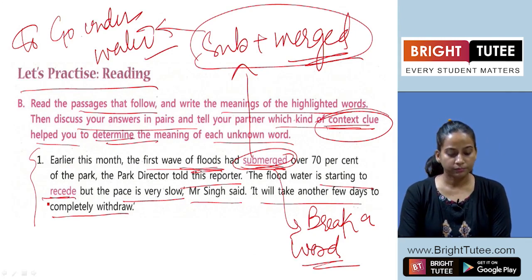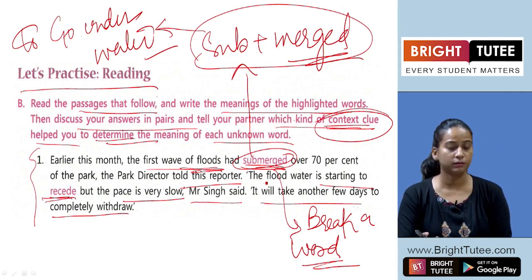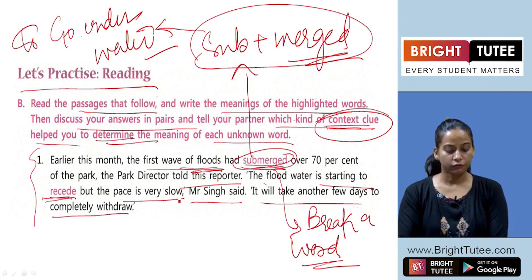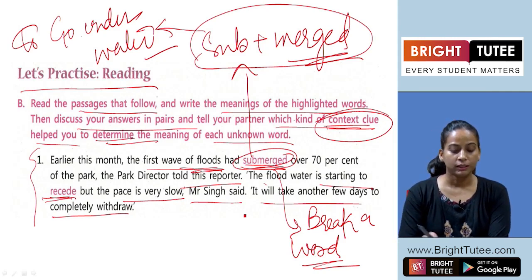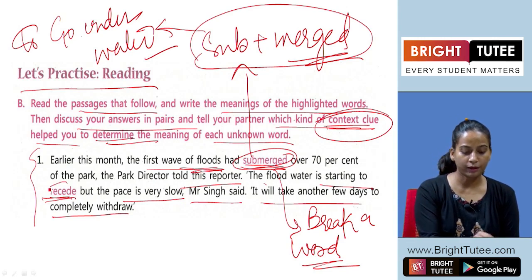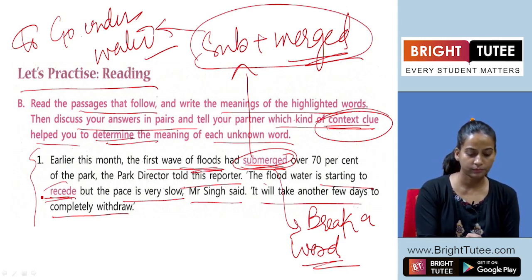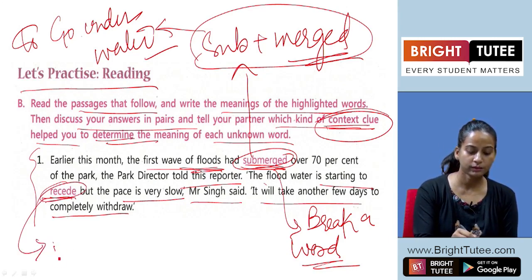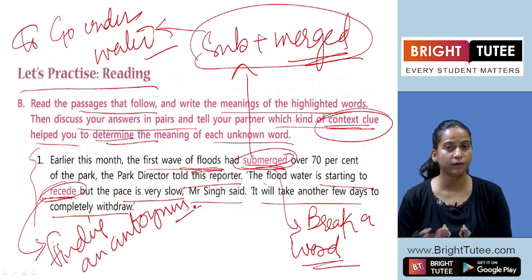Now, which particular strategy are we going to use here? The flood water is starting to recede, but the pace is very slow. So here we can see that they are talking about something happening, but still it is in process, which means it is slow. So, we are going to find it through the strategy of finding an antonym. Finding an antonym means finding an opposite.